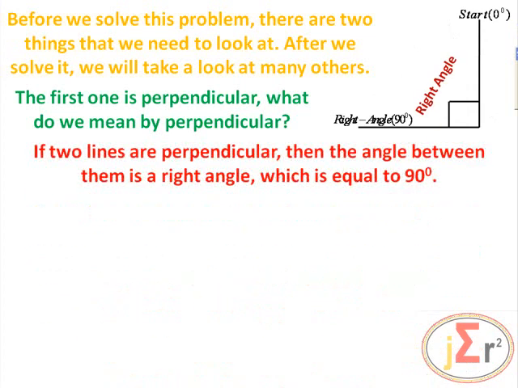If two lines are perpendicular, then the angle between them is a right angle, which is equal to 90 degrees. So perpendicular means that the lines are at right angles to each other, and the angle representing that right angle is 90 degrees.